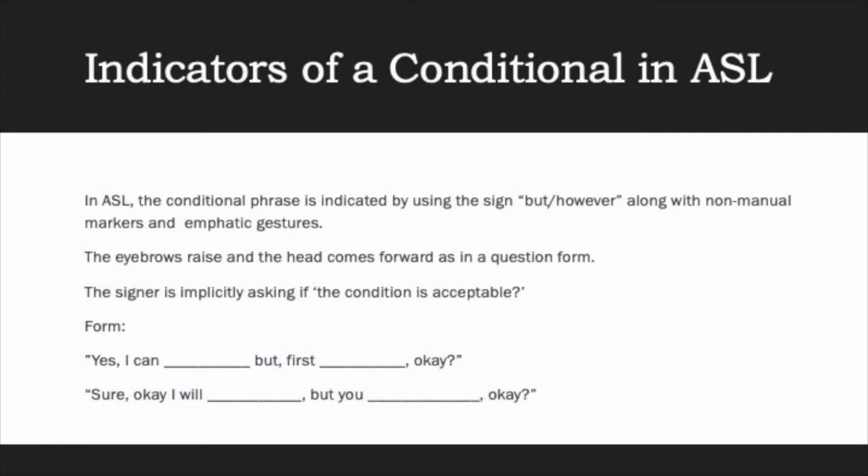In ASL, the conditional phrase is indicated by using the sign but, also meaning however, along with non-manual markers and/or emphatic gestures. Your eyebrows should rise up and your head come forward, as in the ASL question forms we've learned in the past. The reason for this is because the signer is implicitly asking if the condition is acceptable.